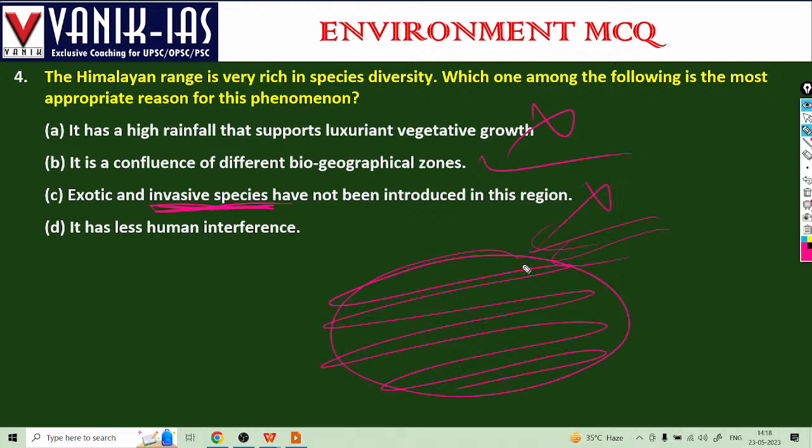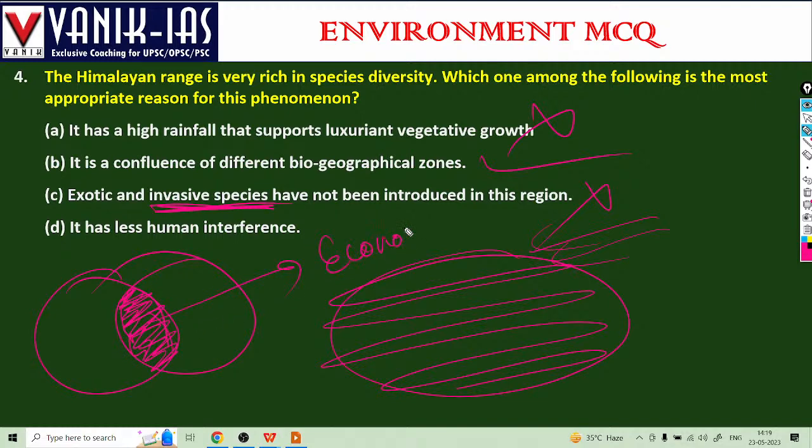Then, it has less human interference. That is also a reason, but the most appropriate reason will be that it is a confluence of different biogeographical zones. When different biogeographical zones confluence with each other, what happens in general? When two environments mix with each other, this common region is called an ecotone, right? In those ecotone areas, the edge effect is experienced, and this edge effect is seen in the ecotone region.